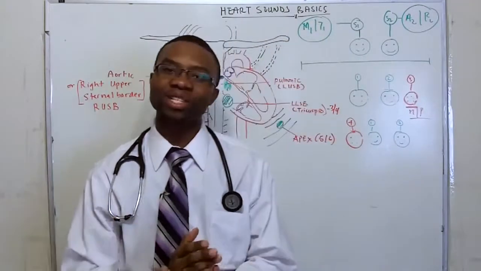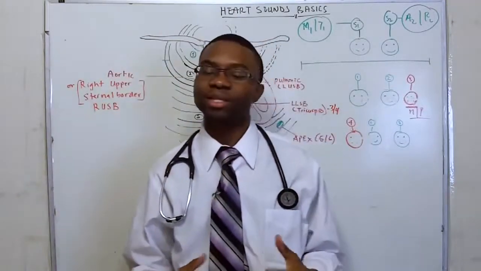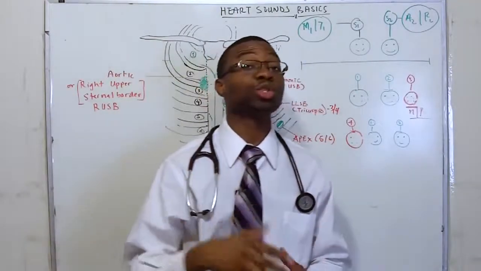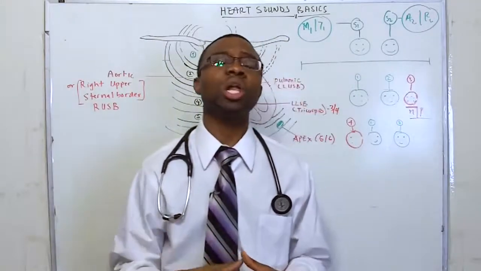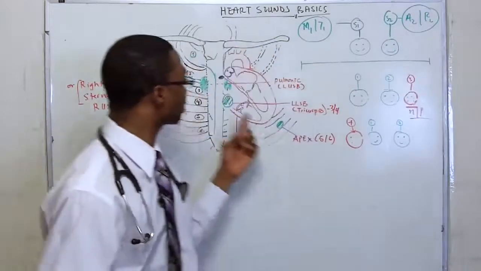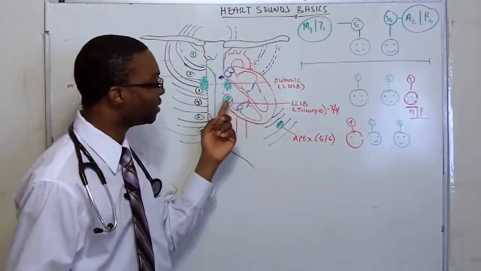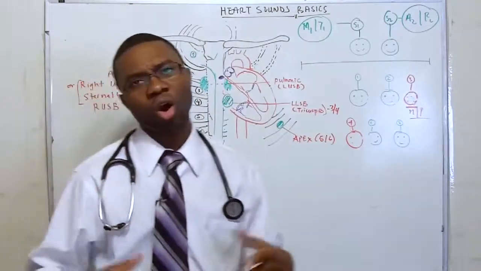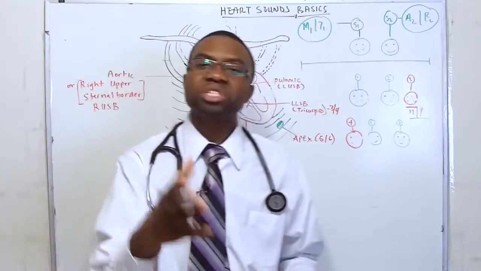So this is the basics. If you just know S1, S2, and you're able to even detect S3 and S4 in patients, that's great. Because now you can build on your knowledge, and I want you to go to the website I'm going to write below in the description of this video, so you can go and learn about the more complicated murmurs: aortic stenosis, pulmonary stenosis, aortic regurgitation, tricuspid regurgitation, mitral regurgitation, mitral stenosis, all of the complicated pathologies of different heart sounds.